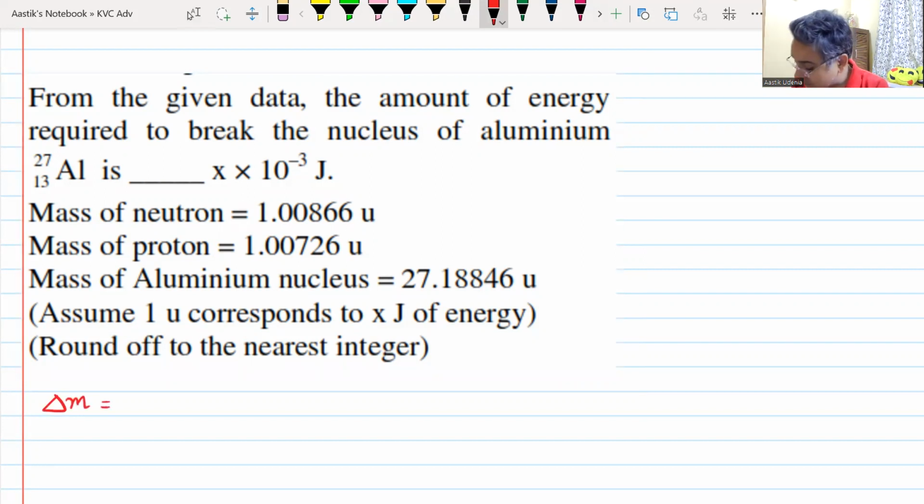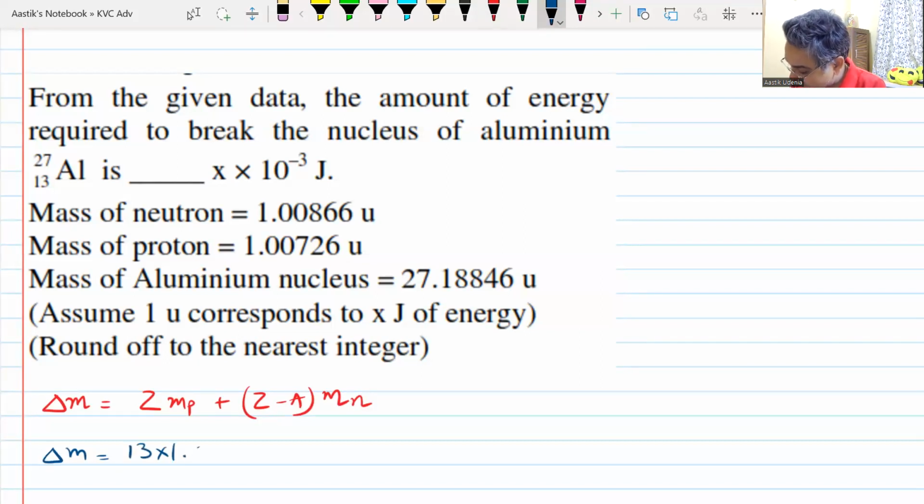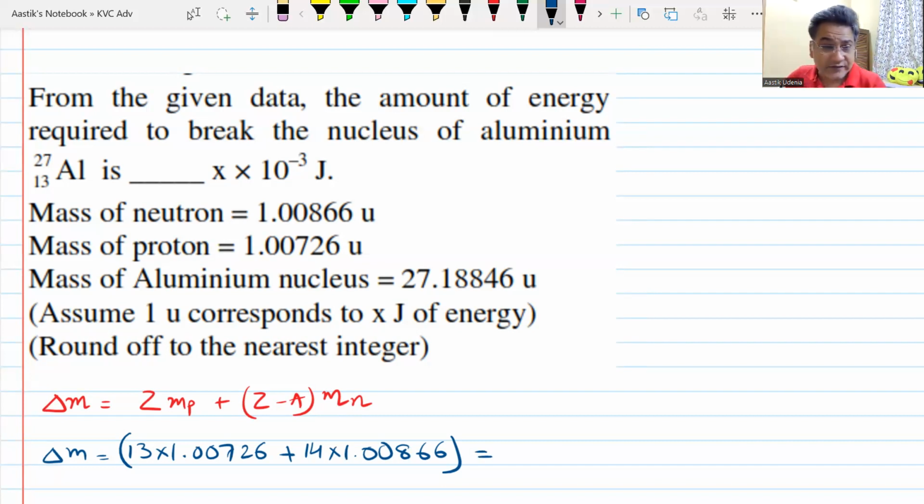And what is the mass defect? It is Z times the mass of proton plus (A minus Z) times the mass of the neutron. So I will find out the mass defect, my dear friends. Z is 13, so 13 multiplied by 1.00726. As you can see, this requires calculation. I know that you would find some trouble in that. I can't help you with this. Plus A minus Z is 14, so 14 multiplied by the mass of the neutron, 1.00866. That will be the mass defect. If you calculate this, the answer that I have is 0.02716 atomic mass unit.